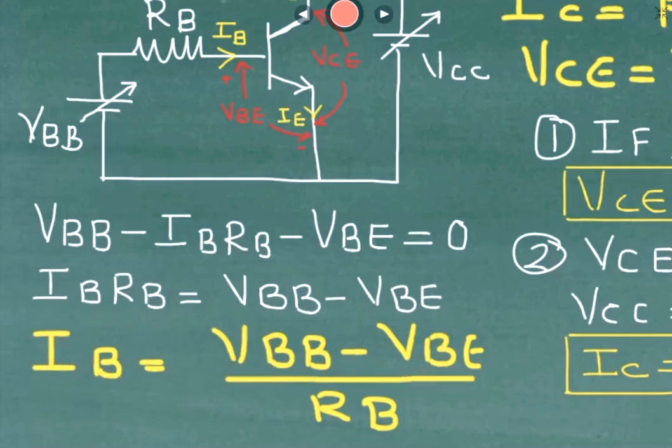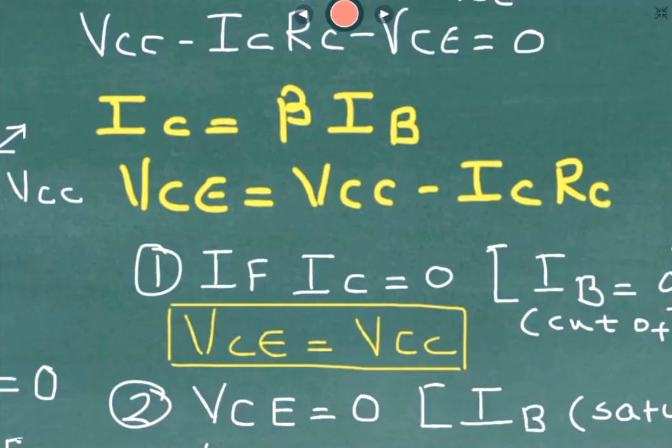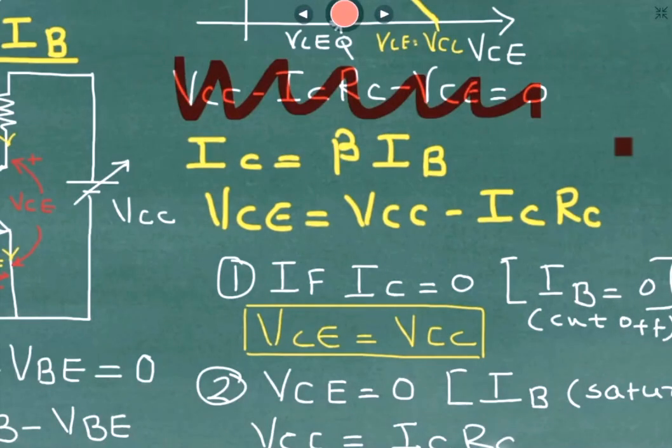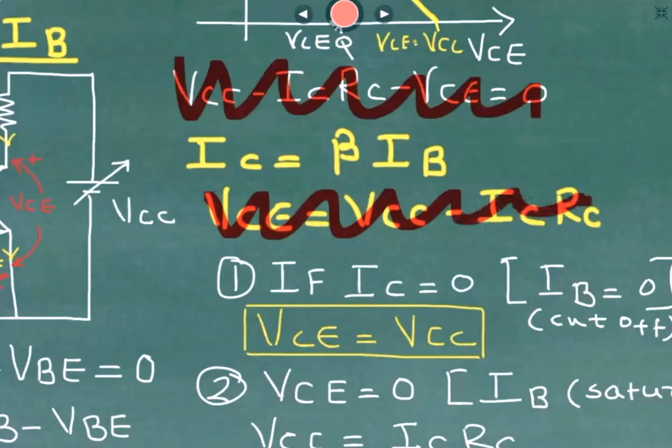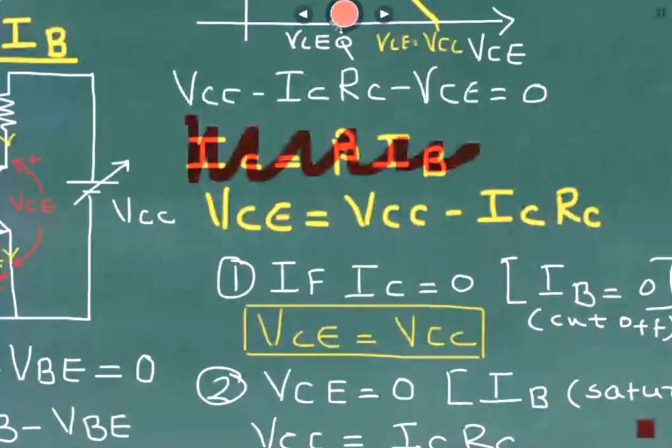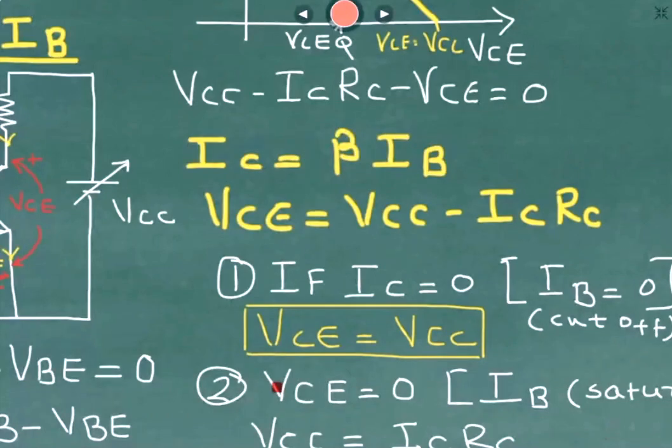From the output loop equation, I get VCC minus IC into RC minus VCE is equal to 0. So here I can find the value of VCE, which is equal to VCC minus IC into RC. But in order to use this relation, I need to represent the value of IC, and I know that the value of IC can be given as beta into IB. So by taking this equation of VCE, I have obtained two situations.